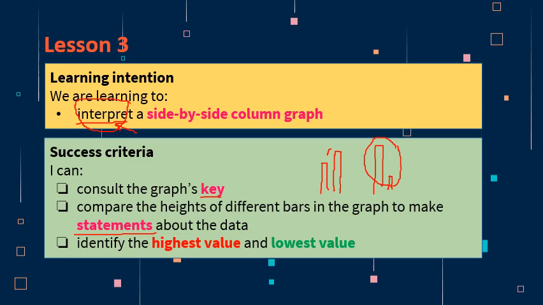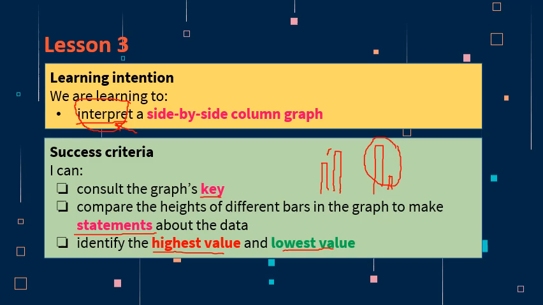A really easy way to make statements about data is to look for the highest value and the lowest value. So just make a statement that this was the most popular thing and this was the least popular thing, or this one used the most energy and this one used the least energy. There you go, you've got two statements, nice and easy.